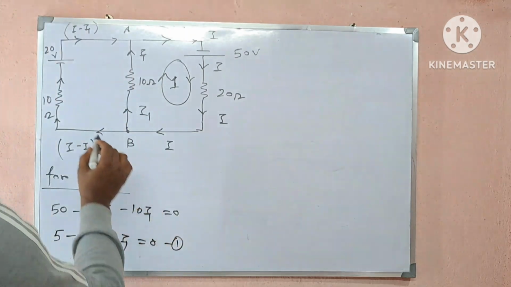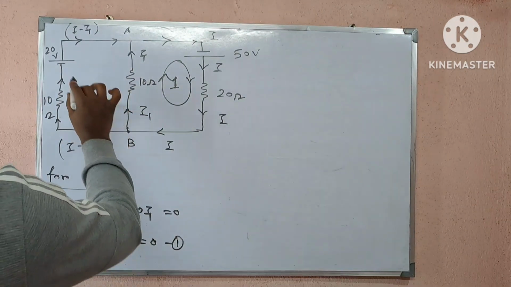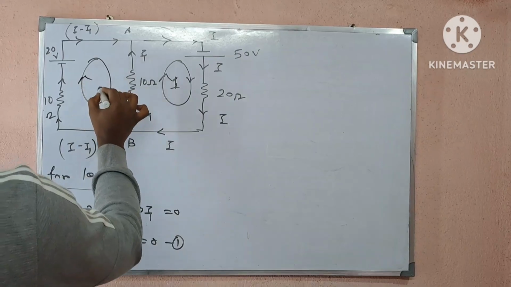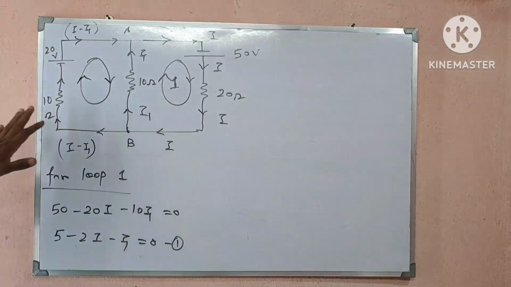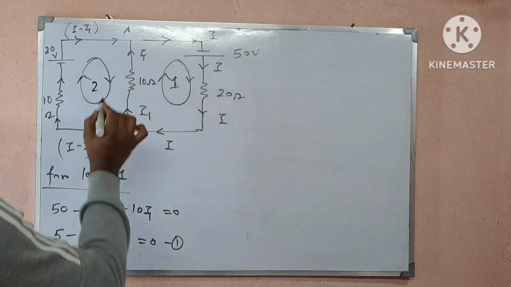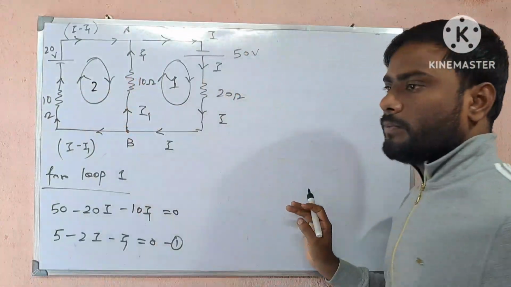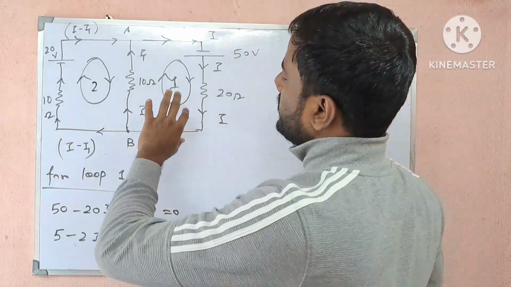This is equation 1. Let's say this is loop 2. So we will consider the path in this way. Sometimes students ask the question, sir, for both these loops, do we have to choose the path in the same way?